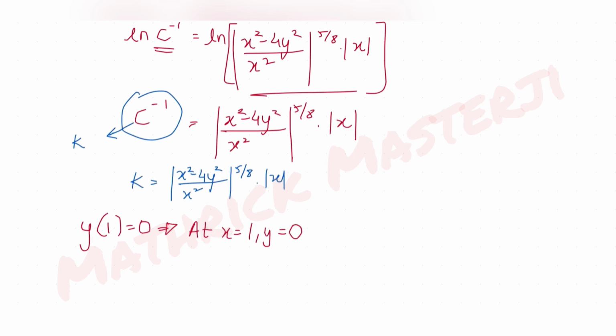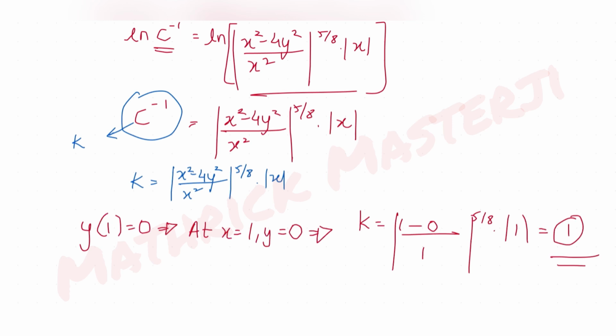So k in this case would be, at x equals 1, 1 square minus 0 divided by 1 raised to 5 over 8 into mod of 1. So I get the entire expression turning out to become 1. So k basically in this case becomes 1. And once I have k as 1, I get my solution to the differential equation. Let's see what I get. So I get this entire expression turning out 1.